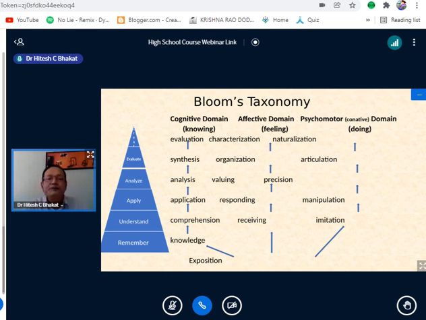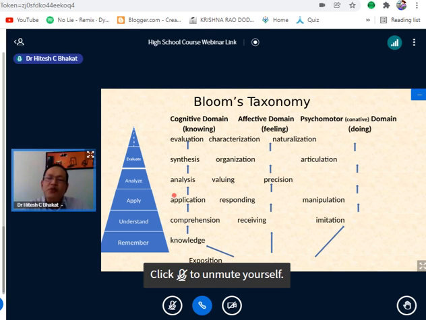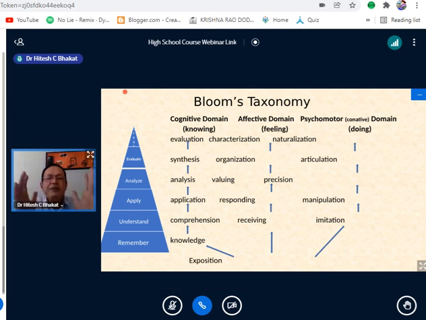Now, you all know Bloom's taxonomy, both the old one and the revised one, all right? We have the cognitive domain, knowing; the affective domain, feeling; and the psychomotor domain, doing. Now, all of us give more focus on knowing only. But we have never realized that knowing happens when you activate the affective domain. The cognitive domain becomes activated when the affective domain is activated.